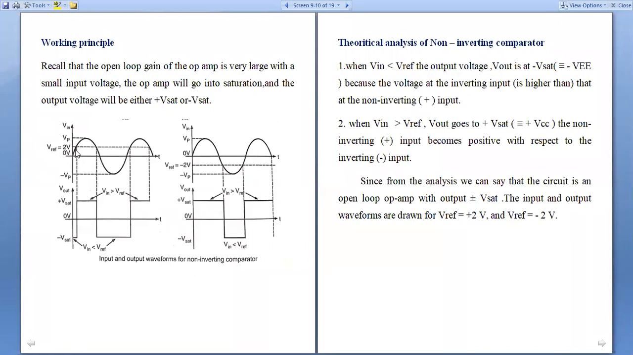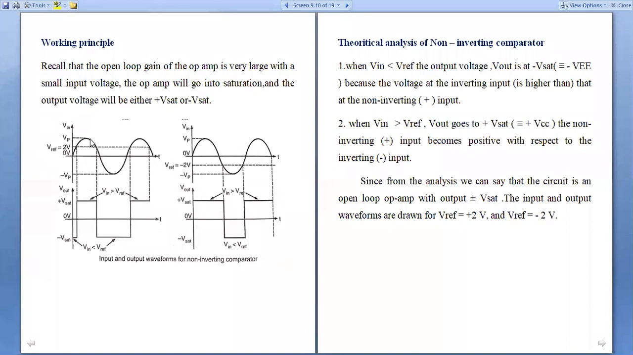And further, if we increase the input voltage beyond the reference voltage of 2 volts and it reaches a particular value of V peak, the positive peak voltage, we will see that when the input voltage is greater than the reference voltage, the output voltage is high. We can see a positive saturation value, in the practical condition called positive V saturation. In the open loop condition of an operational amplifier, it is called the infinite condition.